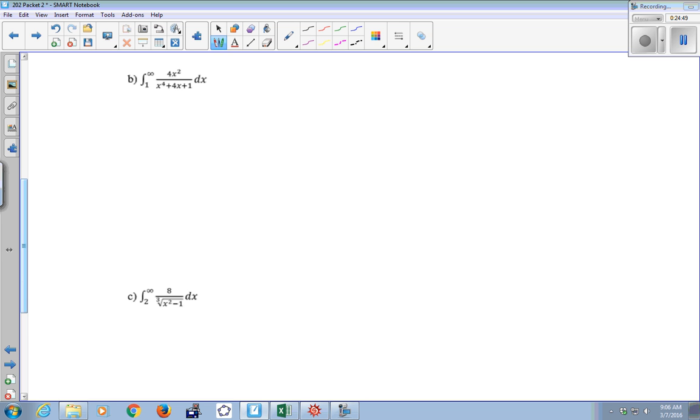So again, this 4 on top, I can pull right out of the integral. It's kind of irrelevant. This is 4 times the integral of 1 to infinity of x squared over x to the fourth plus 4x plus 1 dx. It's irrelevant because if the remaining integral is infinite, 4 times something infinite is still infinite. If the remaining integral is finite, 4 times a finite number is still a finite number. Okay, so I don't need to take that 4 into consideration.